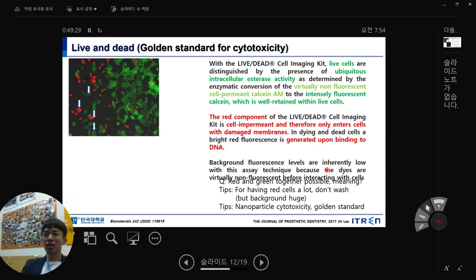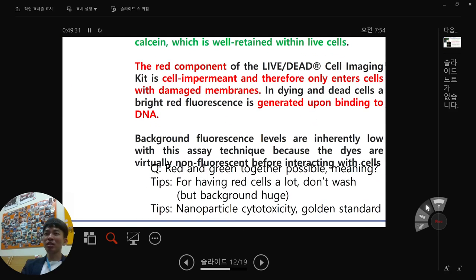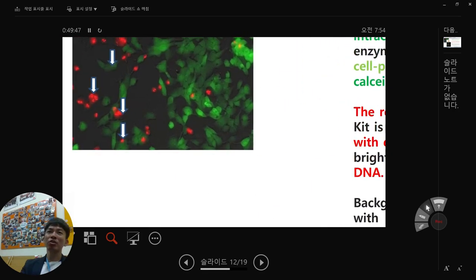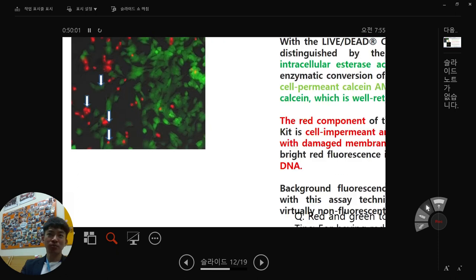Okay? So question: red and green together, possible? Possible. Meaning the cell membrane is ruptured, but somehow their enzyme activity remains. They are on the way to dying. So that's why, if you incubate these cells over time, this green signal is gone, because from the cell membrane rupture, the calcein green fluorescence can go out. And then only the red signal appears. Okay?